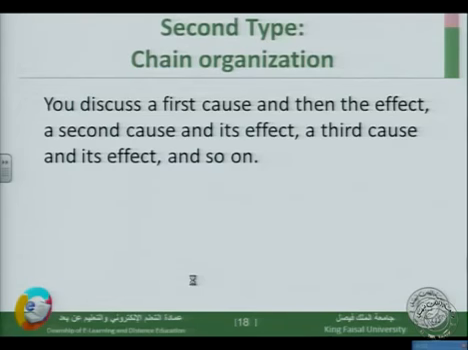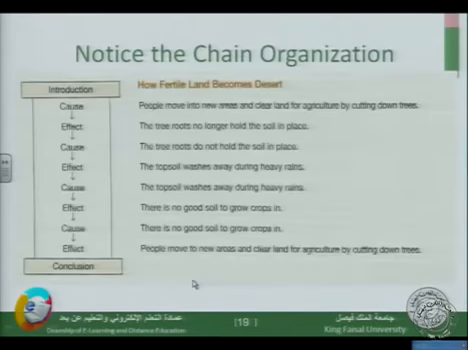The second type was chain organization. احنا حكينا عن block organization. الآن نحكي عن chain organization. So, in chain organization you discuss a first cause, then the result. A second cause, then the result. A third cause, and then the result, and so on. مش مثل block organization. In the block organization, you mention all results or reasons in one block, and then you mention the other. In chain organization تذكر سبب ونتيجة، سبب ونتيجة، سبب ونتيجة.